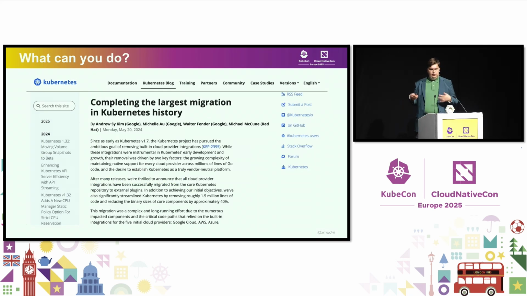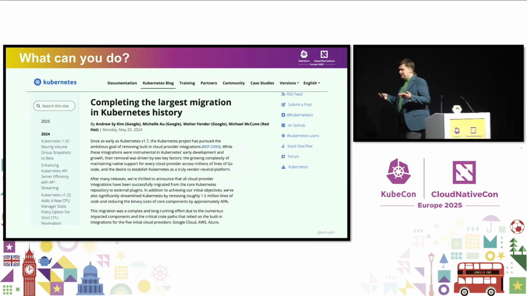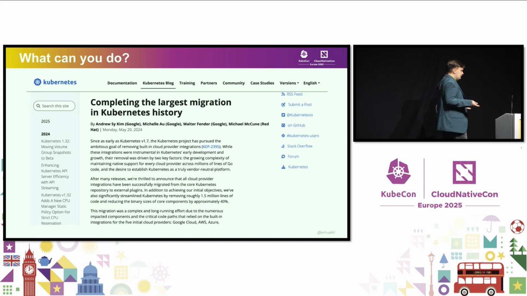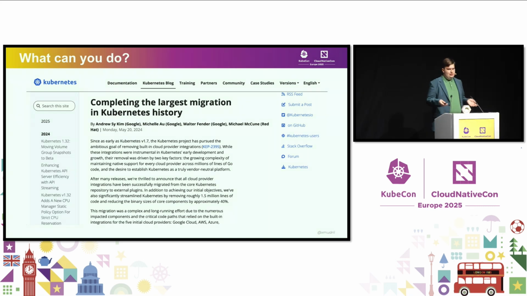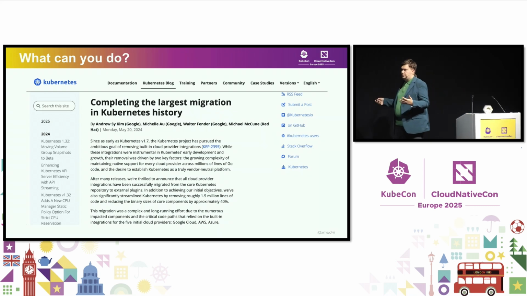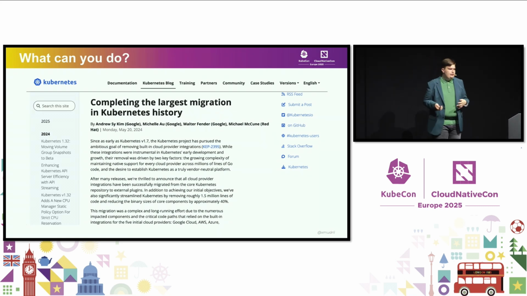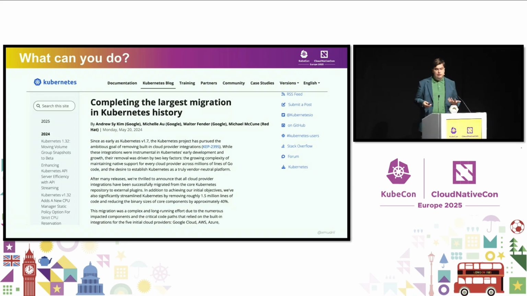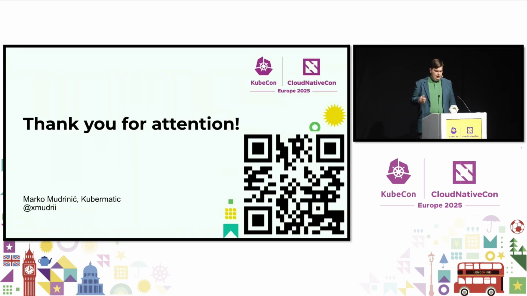The same goes for probably the largest migration in Kubernetes history. This is switching to external cloud controller managers, or CCMs. A lot of people were affected, but it was important to do that. And valuable feedback in such cases is trying different external implementations, providing feedback, making sure it works, and getting ready on time.